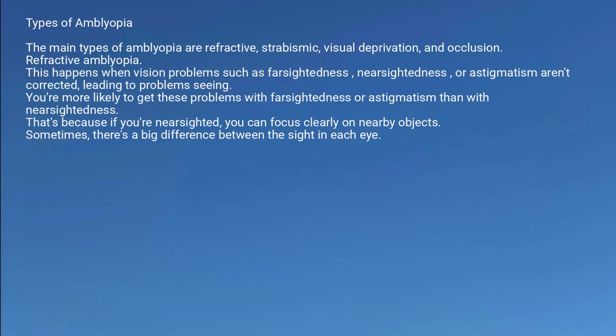Types of amblyopia. The main types of amblyopia are refractive, strabismic, visual deprivation, and occlusion. Refractive amblyopia. This happens when vision problems such as farsightedness, nearsightedness, or astigmatism aren't corrected, leading to problems seeing. You're more likely to get these problems with farsightedness or astigmatism than with nearsightedness. That's because if you're nearsighted, you can focus clearly on nearby objects. Sometimes, there's a big difference between the sight in each eye.